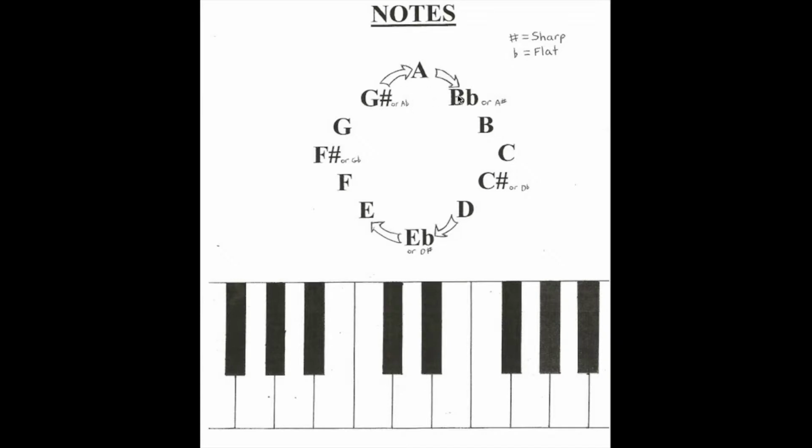So we just go A, B flat, which can also be called A sharp, B, C, C sharp, or D flat, D, E flat, which can also be called D sharp, E, F, no sharp or flat there, F sharp, also called G flat, G, G sharp, also called A flat, and then back to A, and so on and so forth. That carries on round. Cool, so those are all the notes that are in music.